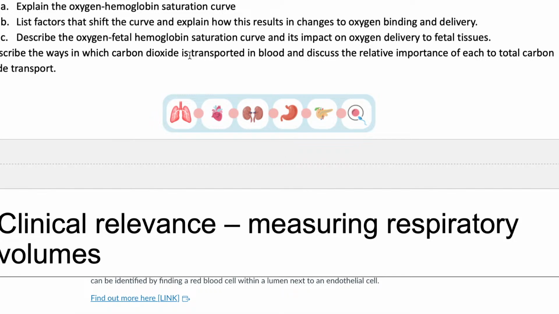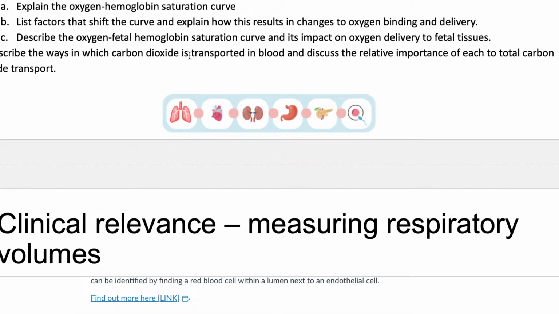List factors that shift the curve and explain how its results. This results in changes to oxygen binding and delivering. So the more oxygen the hemoglobin carries, it has a greater affinity for more oxygen. So that's how whether or not you're picking up oxygen can actually affect your total affinity for oxygen. And yeah, I guess we'll get into that in better detail.